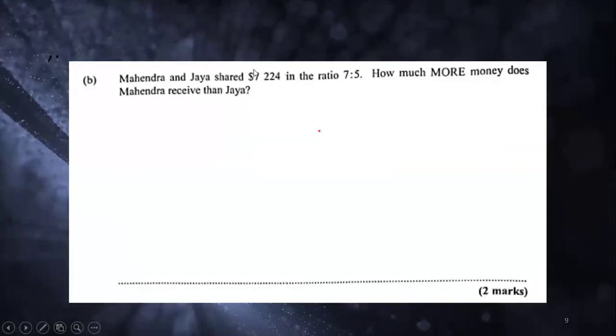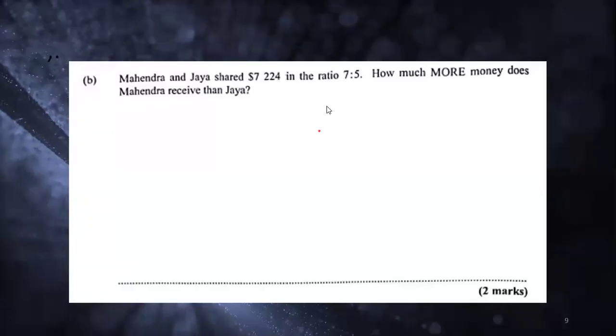It says here, Mahindra and Jaya shared $7,224 in the ratio 7:5. How much more does Mahindra receive than Jaya? Right, pretty much a straightforward question. It's 2 marks. It involves some thinking, but not much.